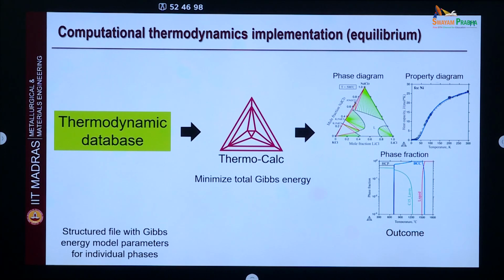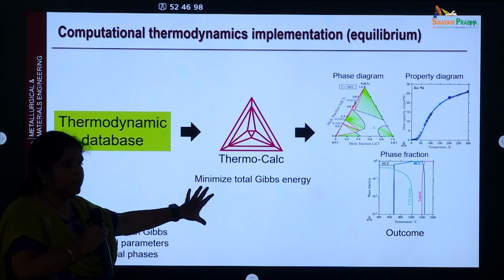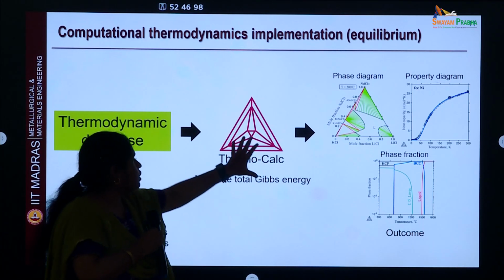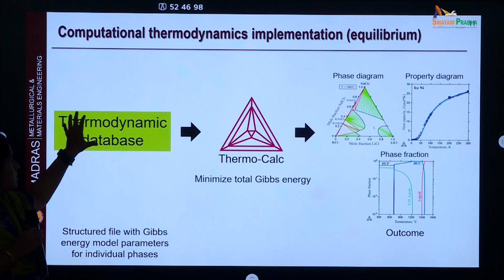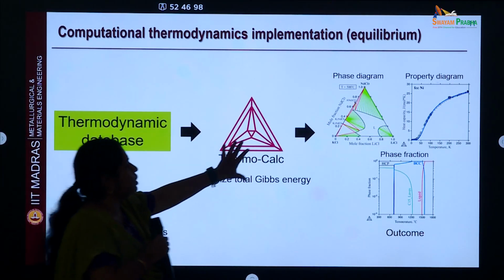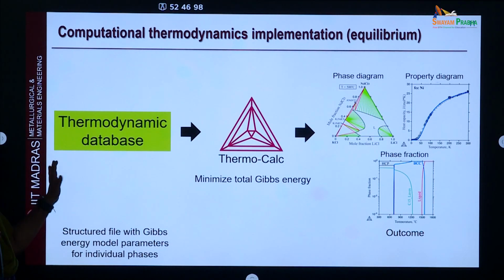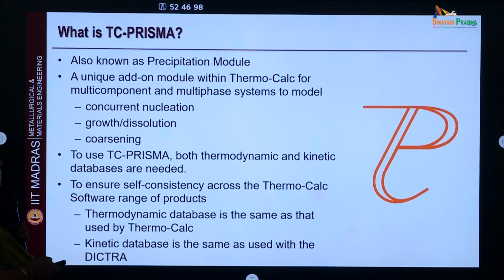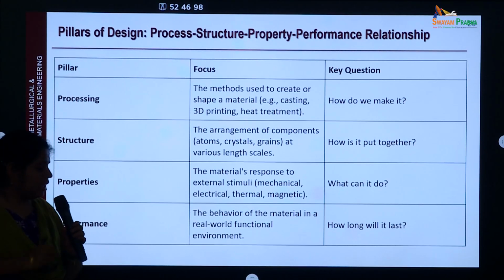The implementation is, as I mentioned, we need a database, and that is a structured file with some parameters for individual phases in the material. And then there is a minimization routine happening here, followed by these outcomes. The software will take care of all these things. What we have to supply the software is this database, and it will give you the outcomes using the numerical engine inside. My research is mainly involved with developing these databases for multi-component systems. I will probably skip the further facts, and we'll go to the structure-property relationship.